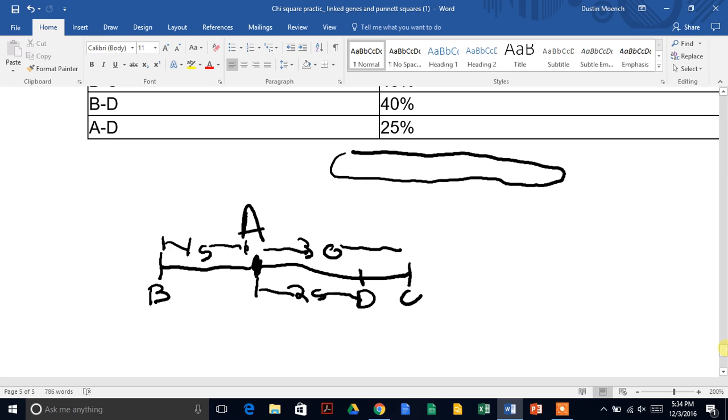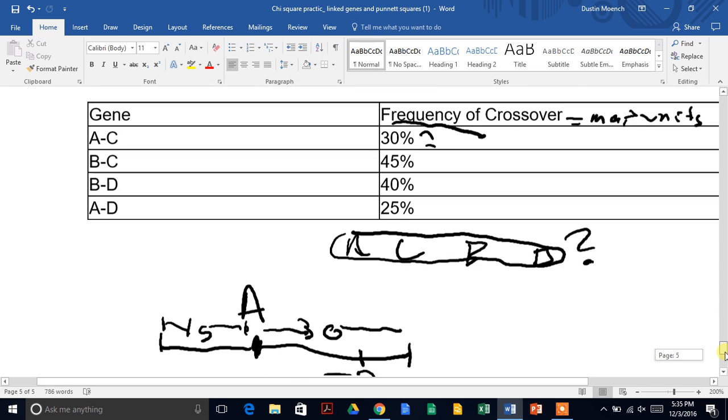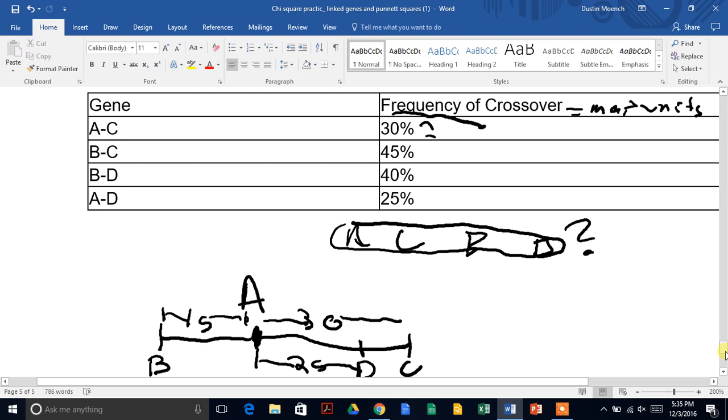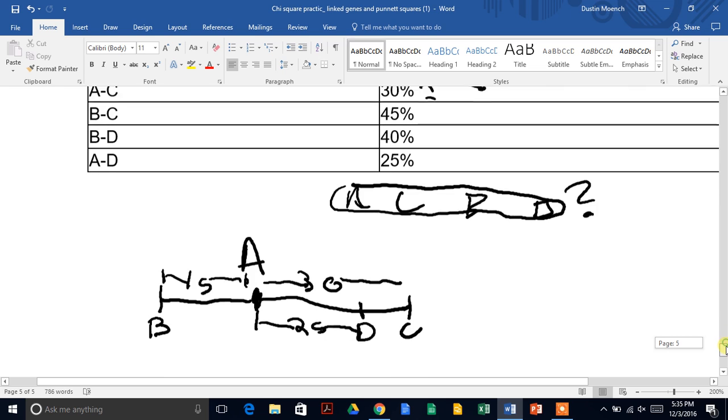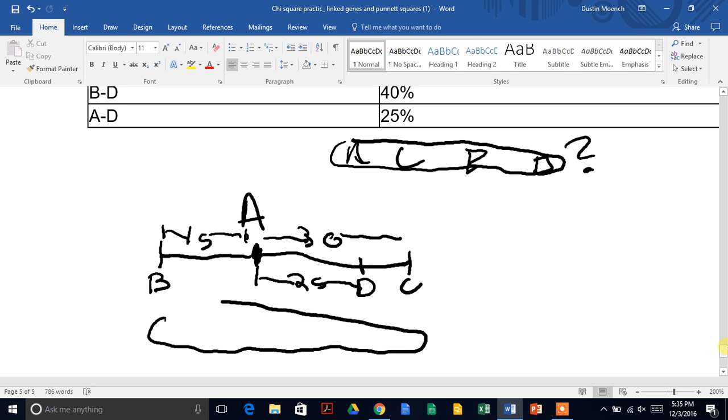And where are the genes? Is A here, is D here, is C here, and is B here? And we're going to do that by putting these genes on a chromosome until all the distances work out. And this is just kind of a puzzle, trial and error. And so I did that below. And now if I put them in this order, B, A, D, C, it all works out.